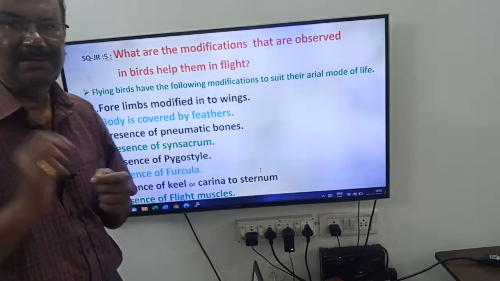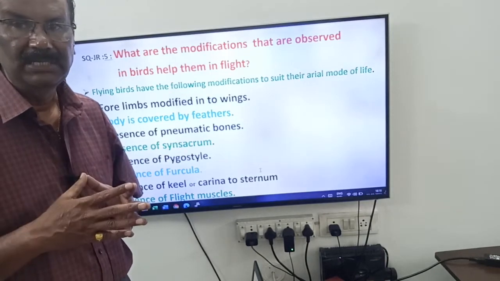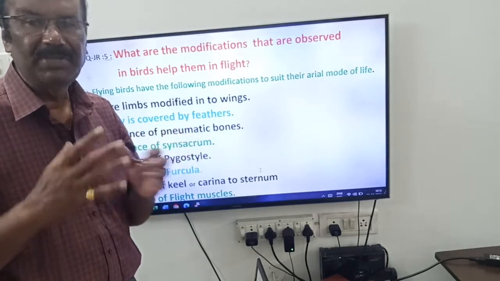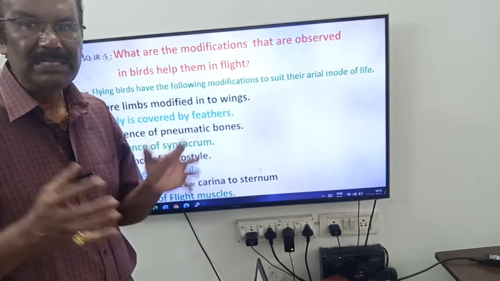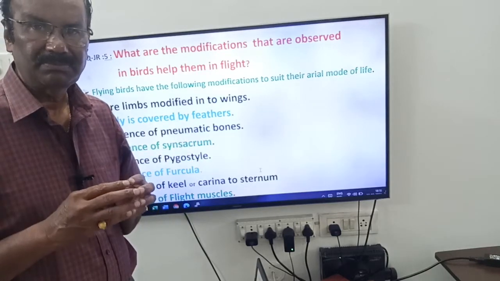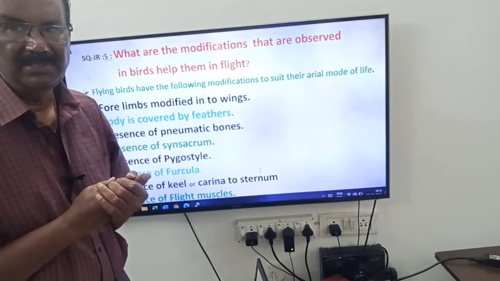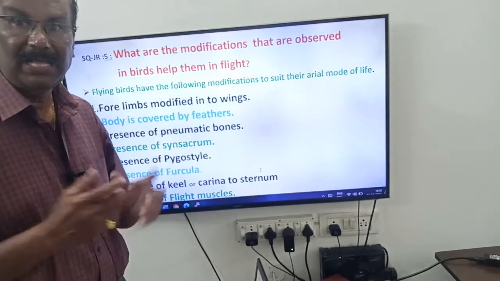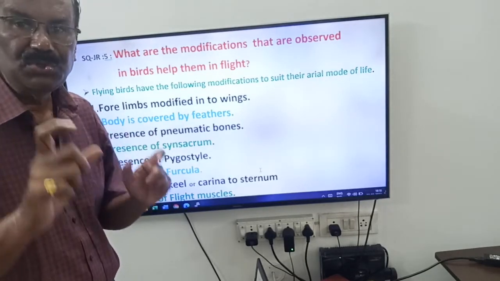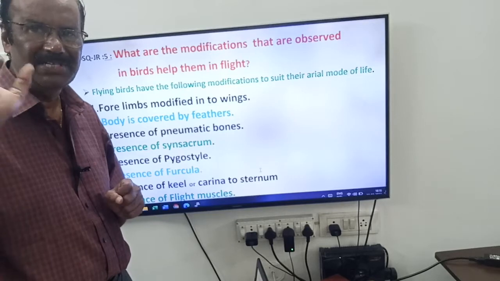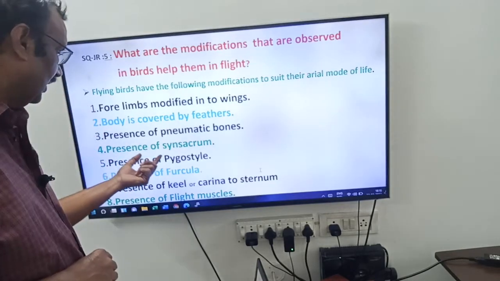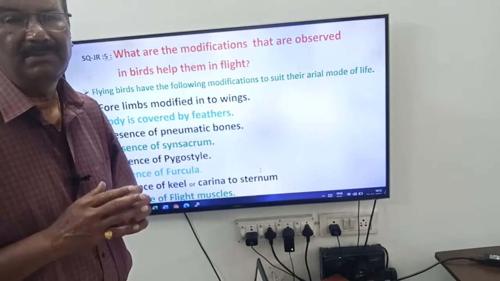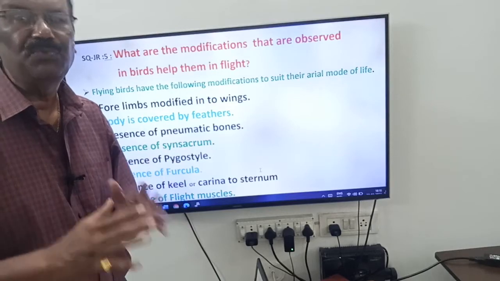Come to the fourth one, friends. Presence of synsacrum. The vertebral column of birds has vertebrae. The vertebrae other than the tail are fused to form the synsacrum. Please, no need to write that definition, friends. Here you have to write presence of synsacrum. Some of the vertebral bones or vertebrae fused to form the synsacrum.